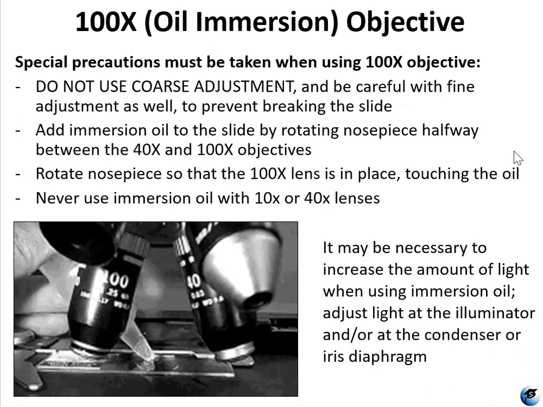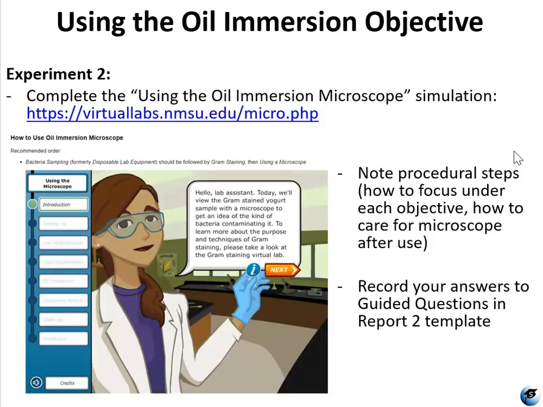You only use the coarse adjustment with the 10x objective. You add oil to the slide by rotating the nosepiece halfway between the 40x and 100x objective. Then after you've added the oil, you'll rotate the 100x lens into place. The lens should be touching the oil, so the oil is touching both the lens and the slide. Since you can't do this on site, you will be doing a simulation.